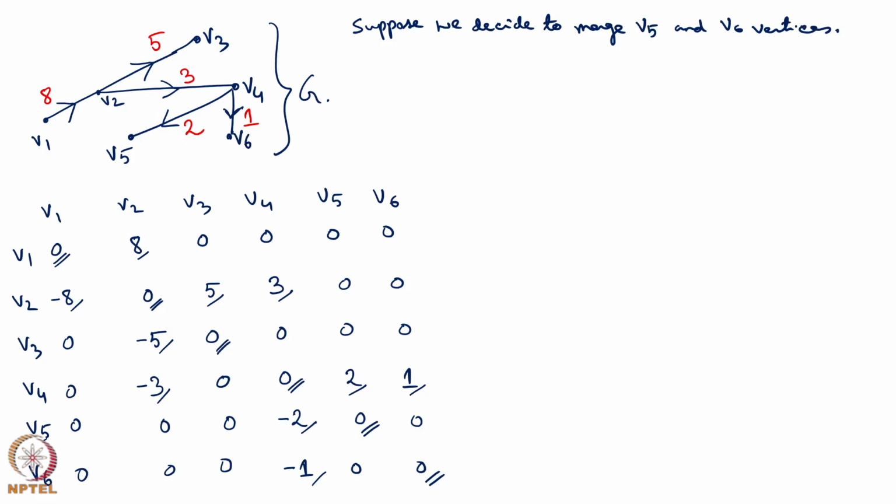How will the matrix change? If this is asked, one easy way is that you can merge the V5 and V6 vertices in the graph. You can draw a new graph, and looking at that, you can write down the matrix, but this will not be possible if the number of vertices are very large.